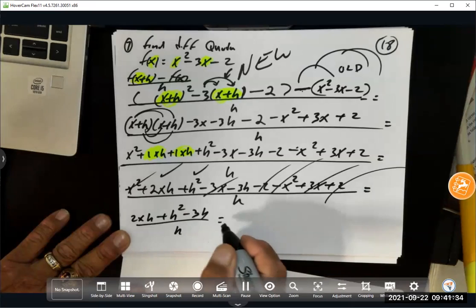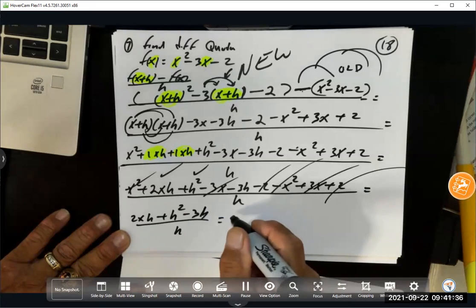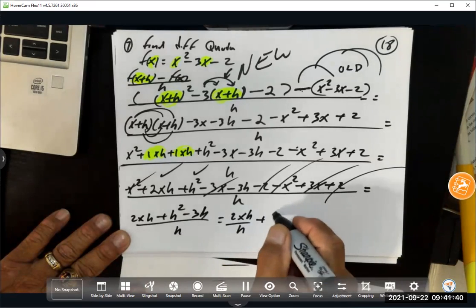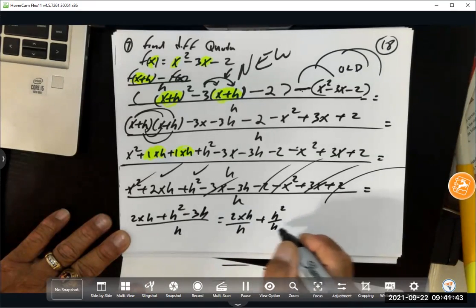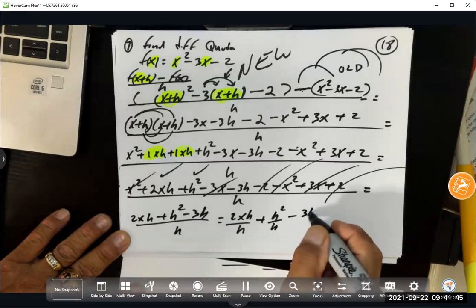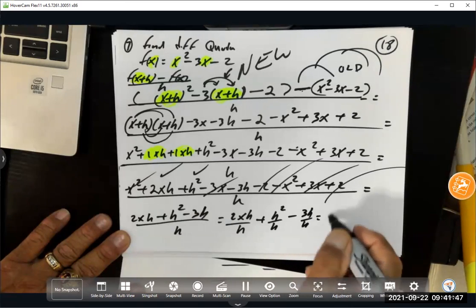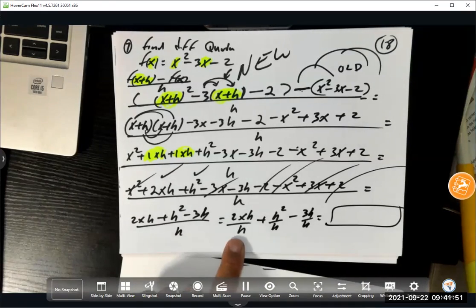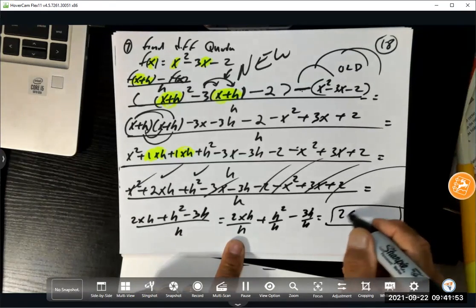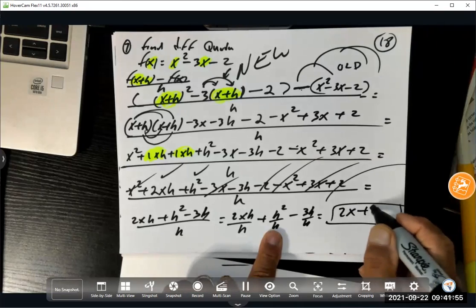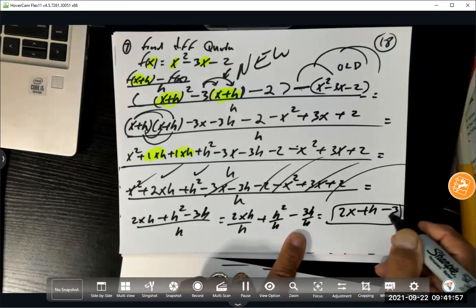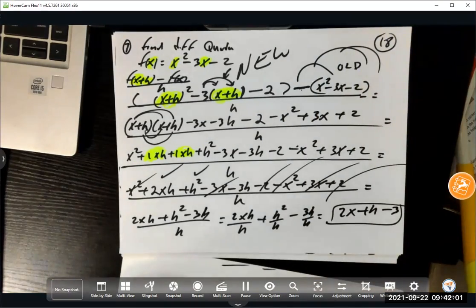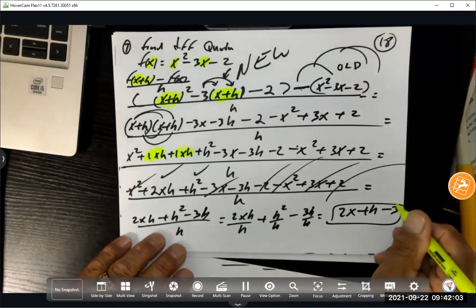If I break it into three fractions, I have 2xh over h plus h squared over h minus 3h over h. So now, what do you think? Wouldn't this be 2x plus h minus 3? Yes. It's going to be those numbers right there.